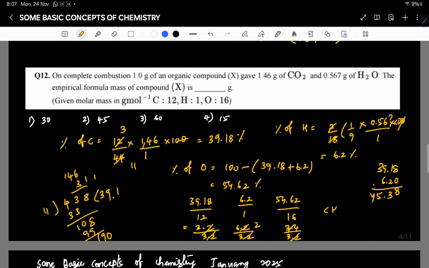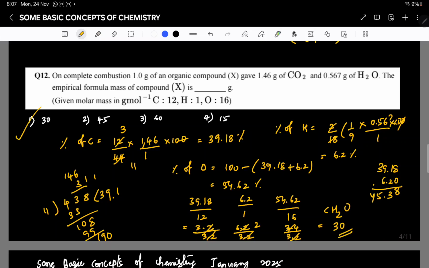So our empirical formula will be CH2O student. Our empirical formula will be CH2O means carbon will be 12 and oxygen will be 16. 28 plus 2, that will be 30. So answer A is the right answer.